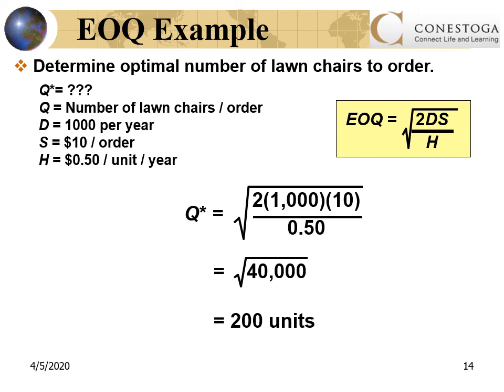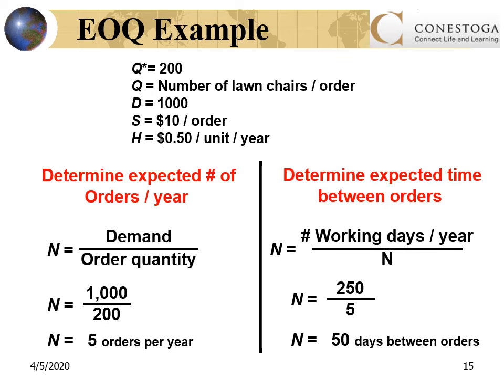In this case, let's say the annual demand is 1,000 per year. The ordering cost is $10 per order, and the holding cost is 50 cents per unit per year. If I want to calculate my economic order quantity, I just substitute in this formula, and I get Q star as 200 units. So Q star represents the number of items that I should order each time.